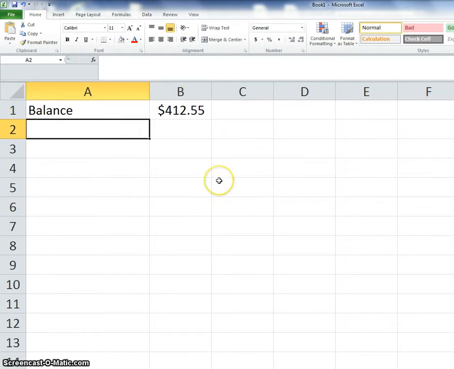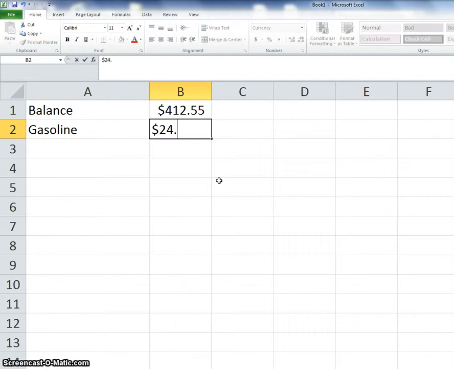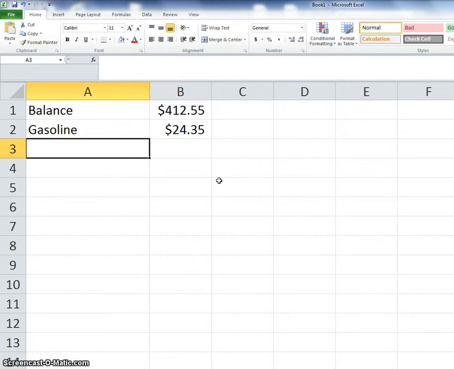So you've got $412.55, and let's say that you need to buy gasoline for your car. As you're probably aware, gasoline is kind of ridiculously expensive. So we're going to put in gasoline. Don't put gas, because gas is actually a different thing than gasoline. I found gasoline a little bit cheaper this morning. I already had half a tank, so I filled up, and when I filled up this morning, it cost me $24.35 for half a tank of gas. $24.35.